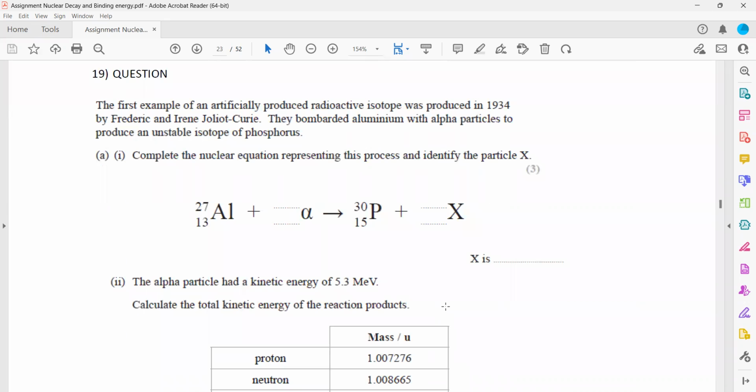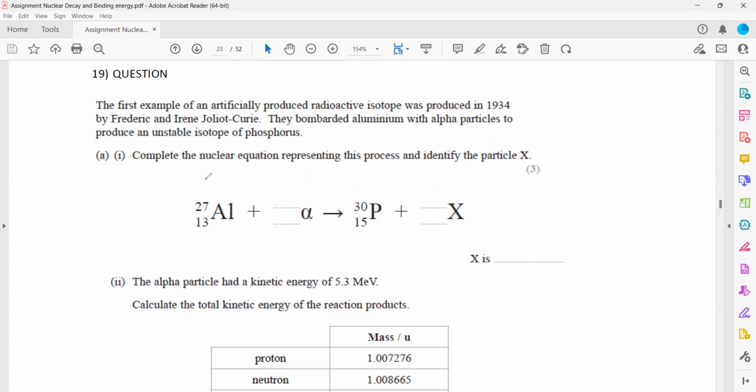In this question, the first example of an artificially produced radioactive isotope was in 1934. Radioactive isotopes can be natural or artificial, man-made. So an artificial radioactive element was formed in 1934. We have to complete this equation to represent it: they bombarded aluminum with an alpha particle to produce an unstable isotope of phosphorus. You have to complete a nuclear equation to represent this process and identify the particle X.